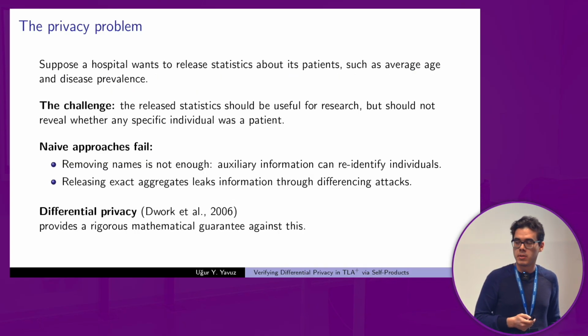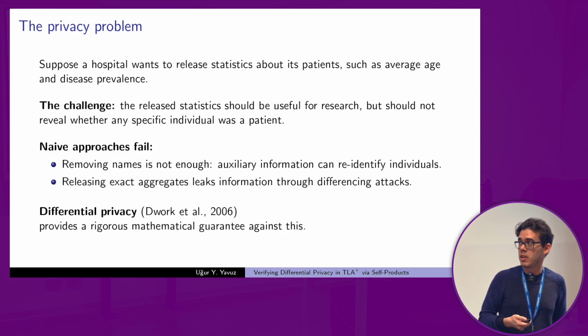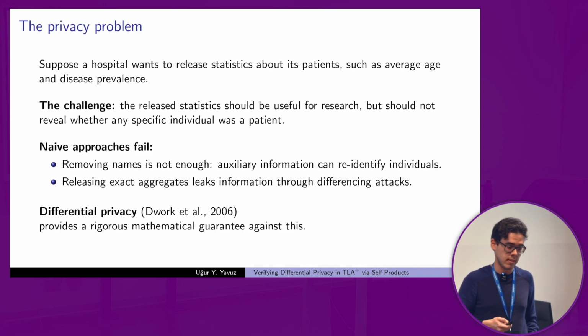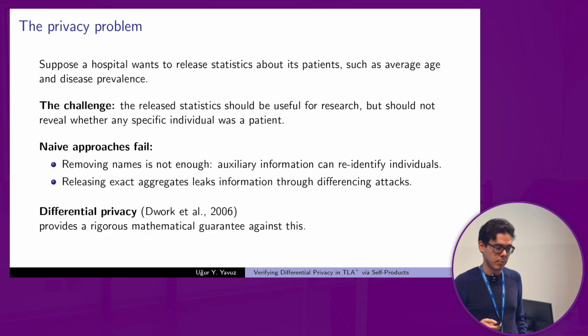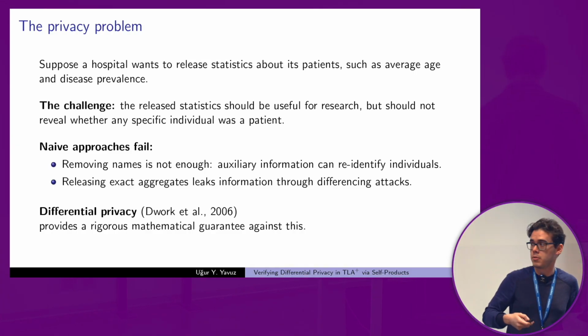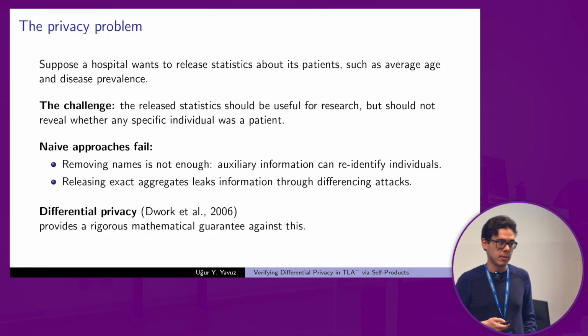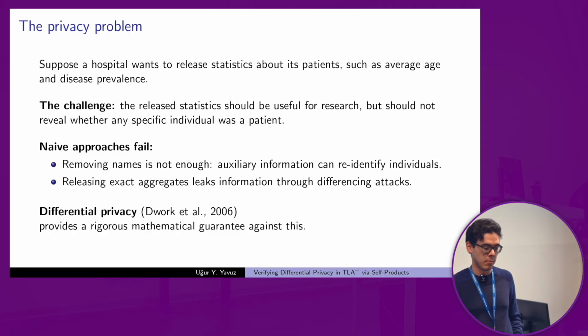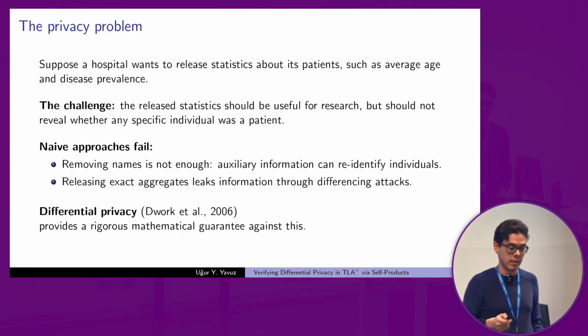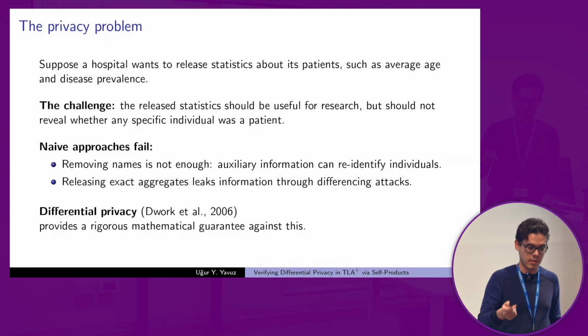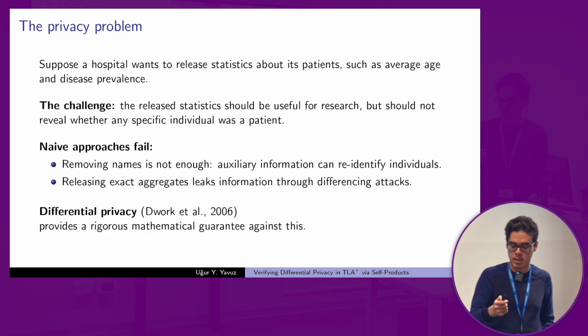Imagine a hospital that wants to release some statistics about its patients, say the average age or the prevalence of a certain disease. These statistics can be valuable for medical research, public health planning, and all sorts of legitimate purposes. But the hospital also has an obligation to its patients. Whatever it releases should not reveal if any particular individual was a patient or not.